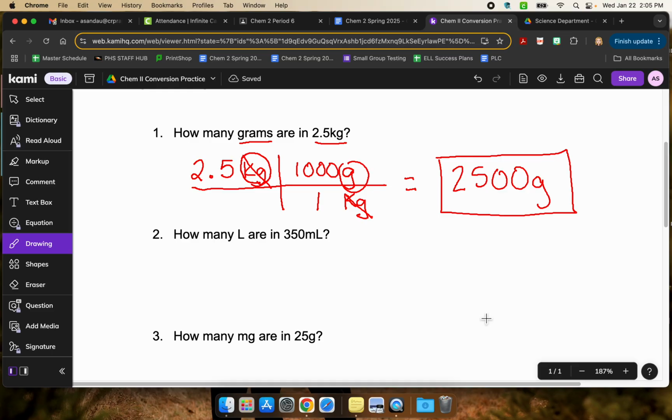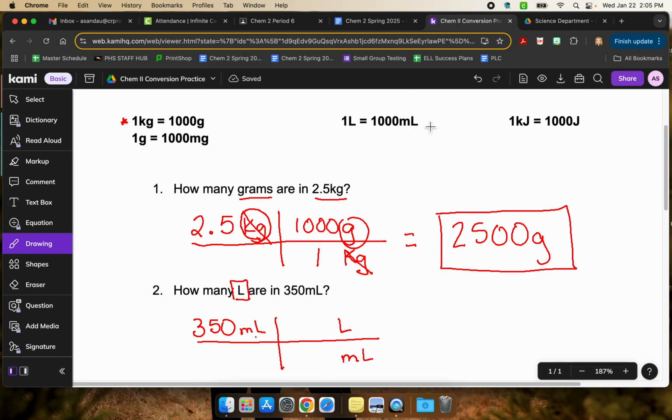So let's go ahead and try the next one here. How many liters are in 350 milliliters? So we always start with what we know. We know 350 milliliters. Set up your picket fence. I know whatever unit I start with here has to go on the bottom. And then they're asking me to go to liters, so liters is going to go on top. Then I'm going to scroll up and I'm going to say, okay, are any of these liters to milliliters? And I see that this one is right here. So for every 1 liter, there are 1,000 milliliters.